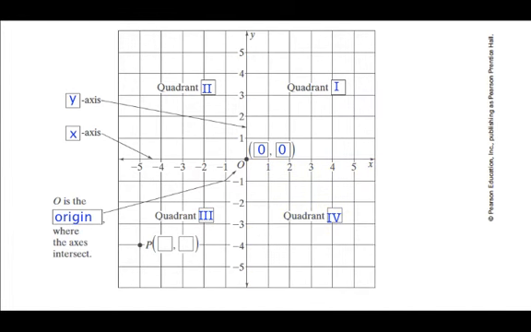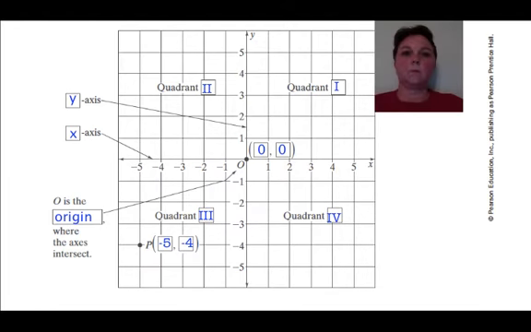The coordinates for letter P are -5, -4, because you go left 5 from the origin and down 4. Pause the video at this time if you need more time to copy down the notes. Don't forget to record a question. We'll talk about it tomorrow in class.